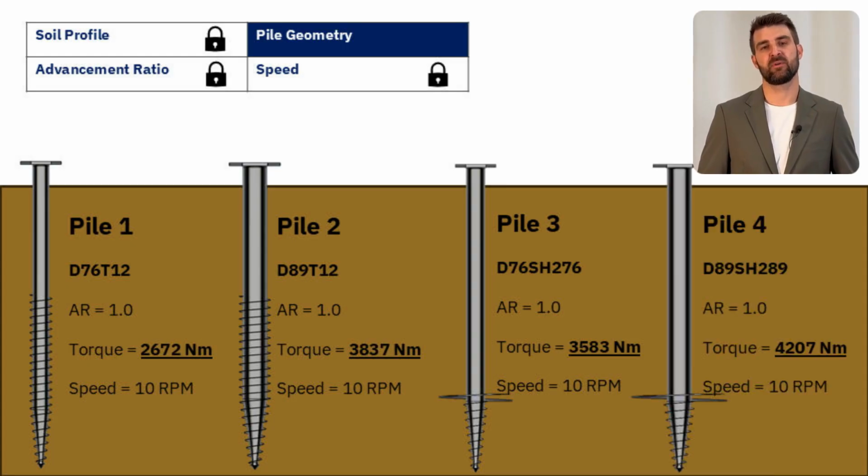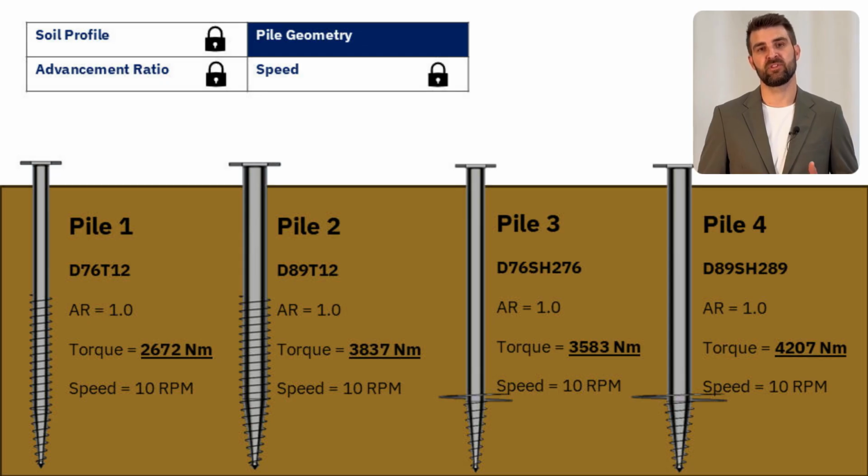If you look at pile 4, it's the same single helix pile type as pile 3, although it has a larger diameter of 89 mm. So the helix's diameter is 289 mm. It was perfectly installed at the same speed, and it measured around 4,200 Nm during the last rotation.